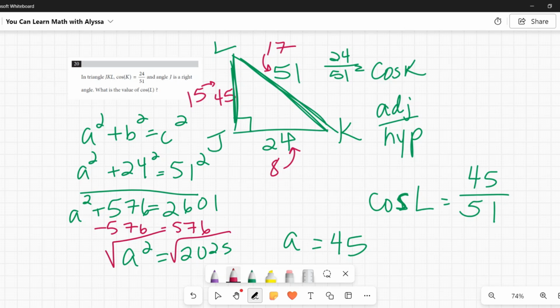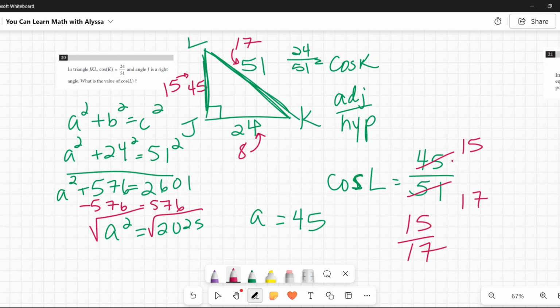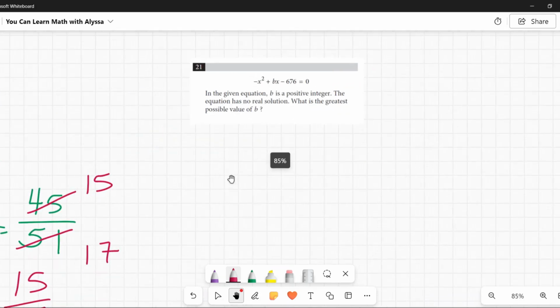Both of these are divisible by 3. So if I divide 45 by 3, I get 15. If I divide 51 by 3, I get 17. So my simplified answer is that the cosine of L is 15/17. And that is my answer. And you can put it in that fraction form or in a decimal.